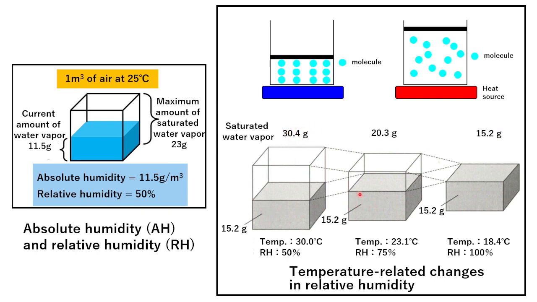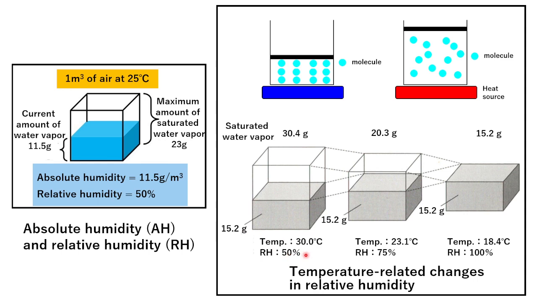The gray area represents the current amount of water vapor contained in the air. First, because 1 cubic meter of air at 30 degrees has 30.4 grams of saturated water vapor, if it currently contains 15.2 grams of water vapor, the relative humidity will be 50%.